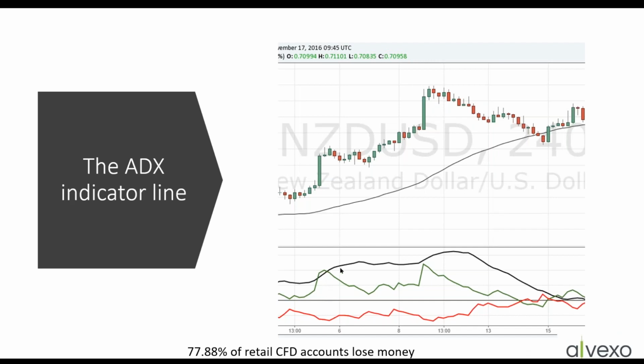So we see this in the black line here. The green and the red lines are the DMI lines, when it's combined with the directional movements. Like I said, I don't use the DMI lines. I use only the ADX.